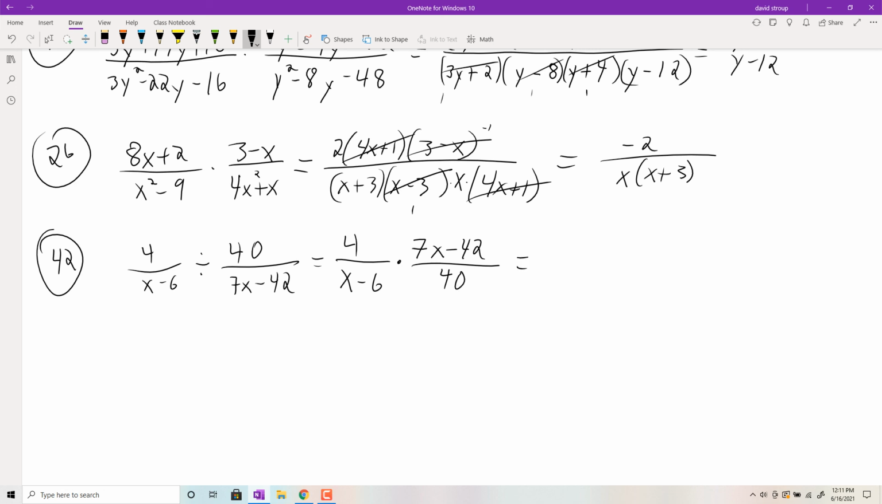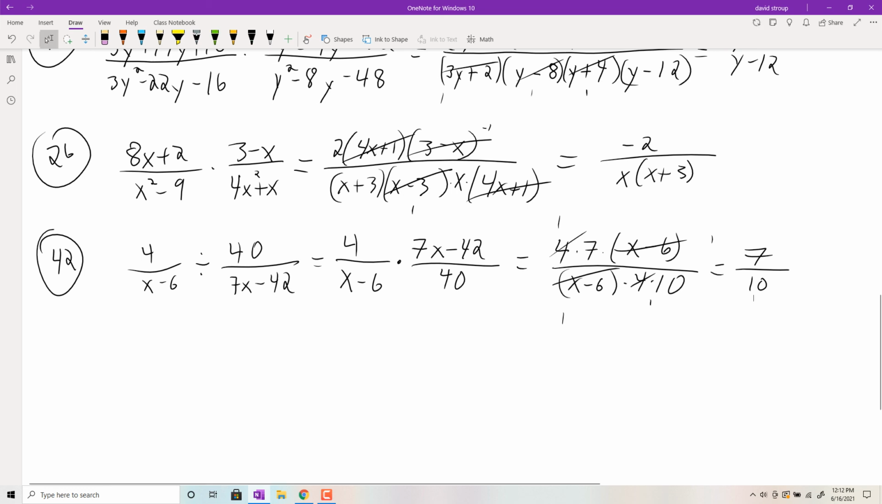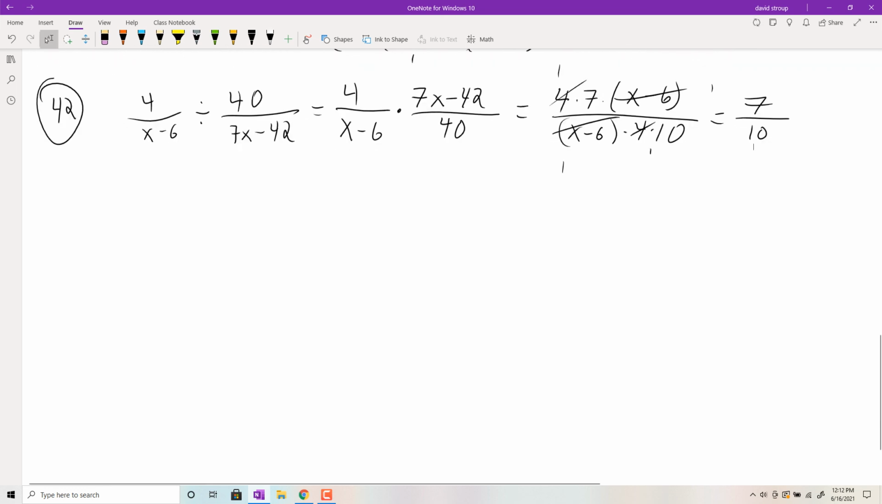So let's now factor 4 times. I could factor 7 out of that second numerator. And you have x minus 6. In the denominator, you have an x minus 6 times. You can get a factor of 4 out of 40 easily. And then you see, all right, I can get rid of those. I can get rid of those. And you're just getting a fraction 7/10. Okay. So 2 more of these.